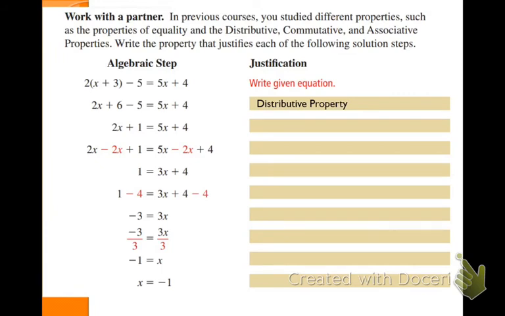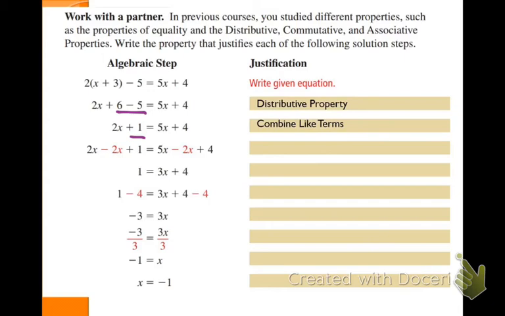All right, and then the next step, they went from 6 minus 5 to 1. So they didn't do something to both sides. They just did it to 1. This isn't technically a property. What is it? They combine like terms, yeah. So they combined like terms. You only write combined like terms if they didn't do something to both sides, like the same thing to both sides. They just did 6 minus 5, which is 1.